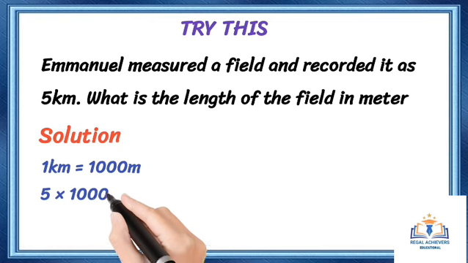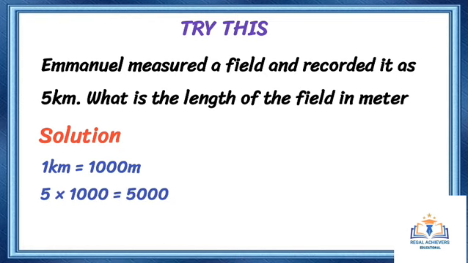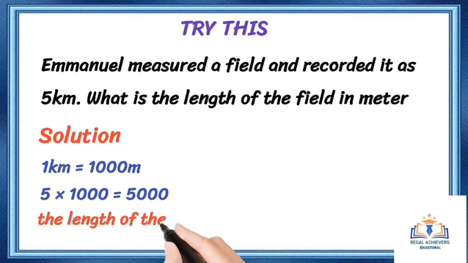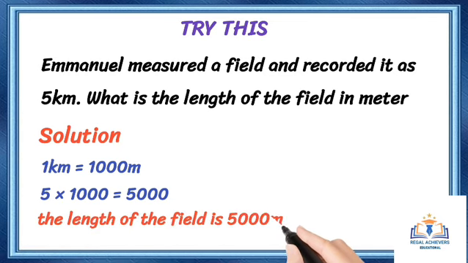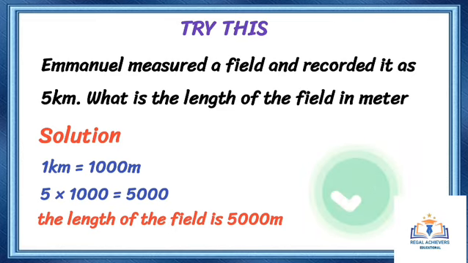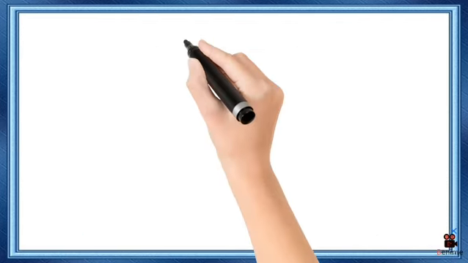1 kilometer equals 1000 meters. Then 5 times 1000 equals 5000. Then we can say the length of the field is 5000 meters. Good job. You've done well.